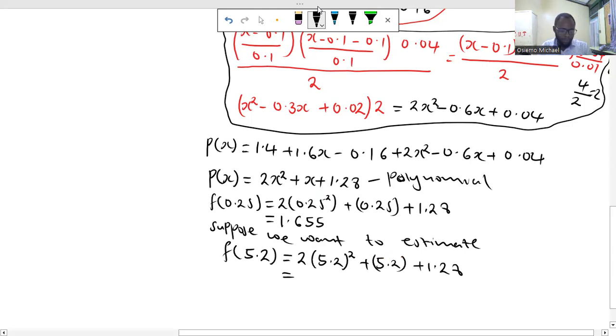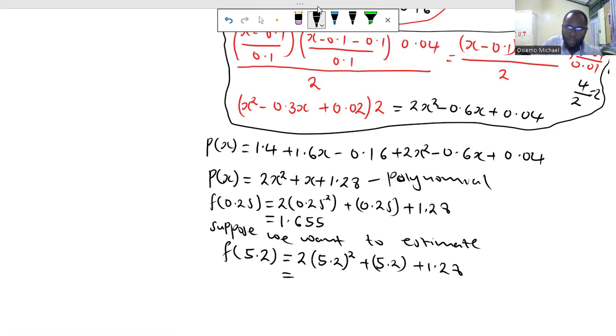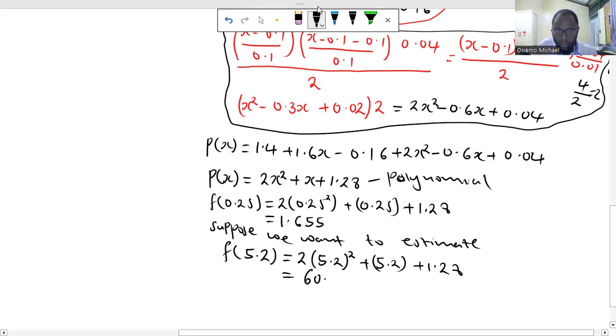And so this one you'll get what? 5.2 squared times 2 plus 5.2 plus 1.28. We'll get the answer being equal to 60.56.